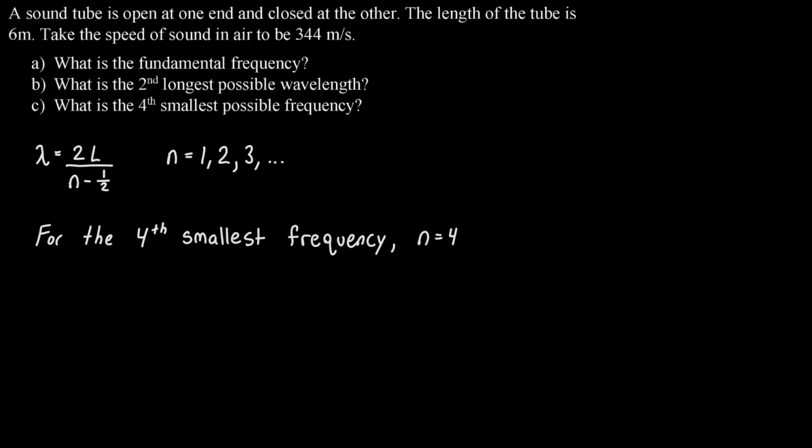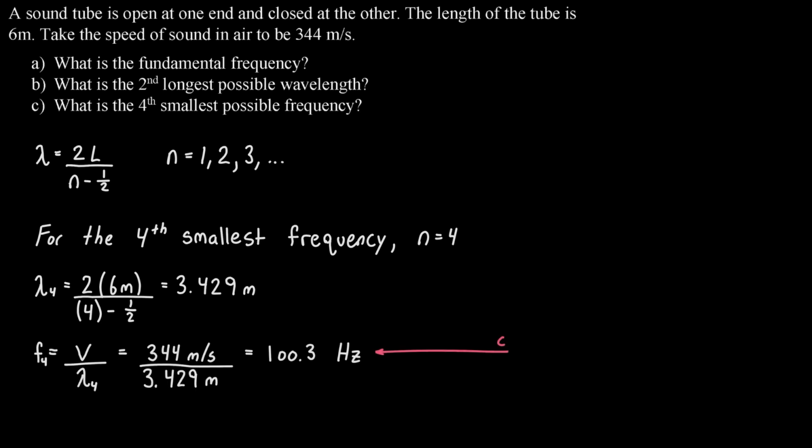For the fourth smallest frequency, that's going to be when n is equal to 4, because when n is equal to 1, that's going to be our smallest frequency. So we can start by calculating the wavelength when n is equal to 4, and if we do that, we get 3.429 meters. Then we can go ahead and calculate our frequency with the speed of sound and that wavelength, and we end up with 100.3 hertz.